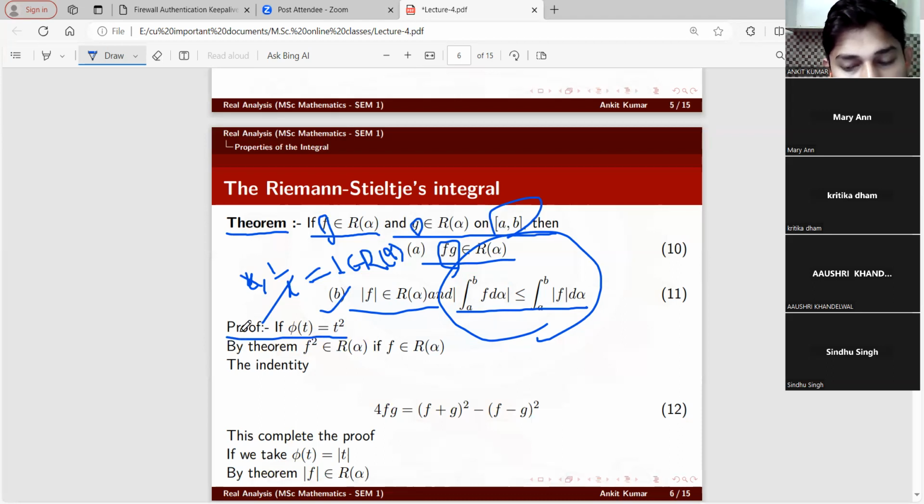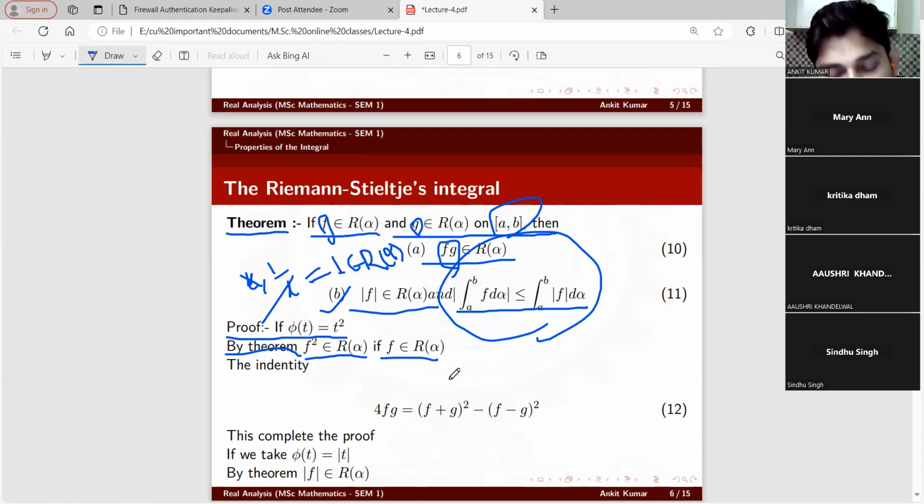So, first of all, we take phi t is equal to t square. By theorem, f square belongs to R alpha if f belongs to R alpha. Suppose we consider a function phi t is equal to t square. So by theorem, if f belongs to R alpha, then f square also belongs to R alpha.